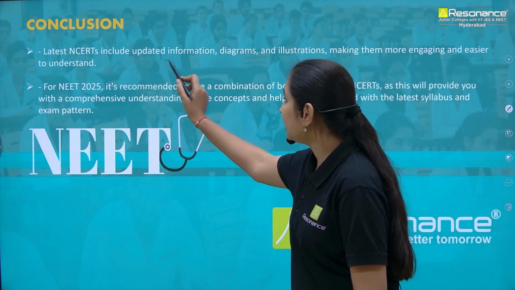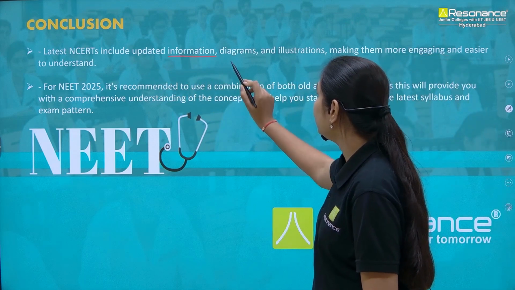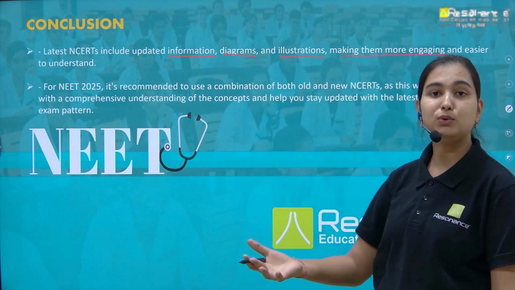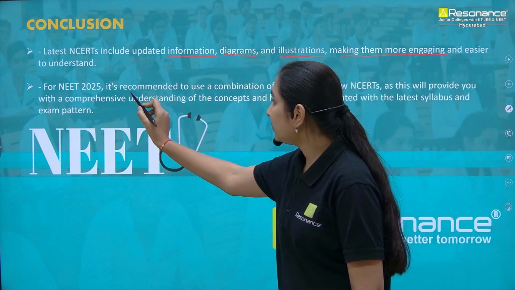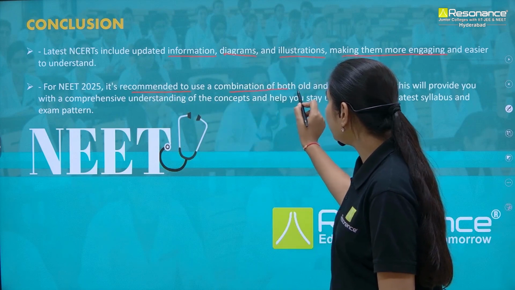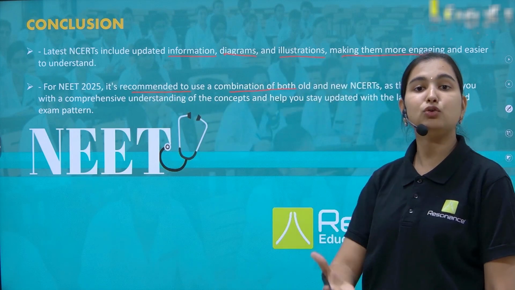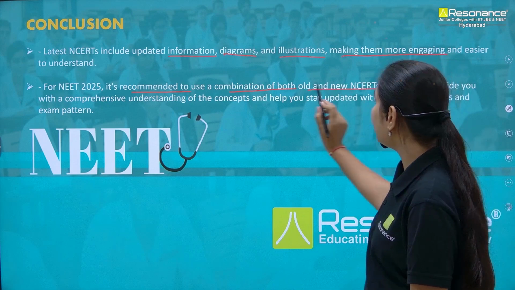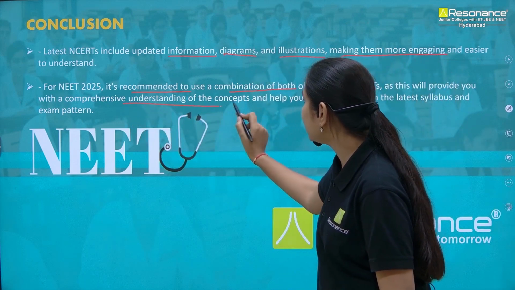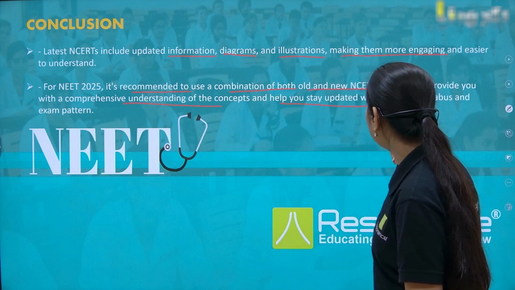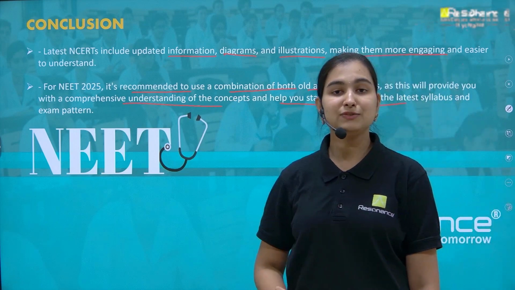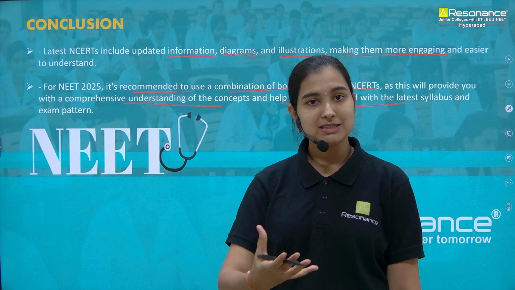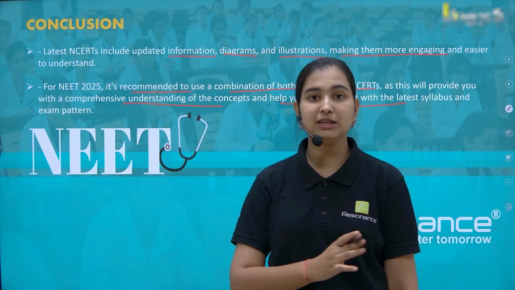So what does the latest NCERT include? Updated information, diagrams, and illustrations, making them more engaging and easier to understand. So for NEET 2025, it is recommended to use a combination. You can use both, and I told you how a combination of old and new NCERT will provide you a comprehensive understanding of the concepts and help you stay updated, because whatever questions we can expect will come from the latest syllabus and latest textbook only. We will not be preferring the old one.